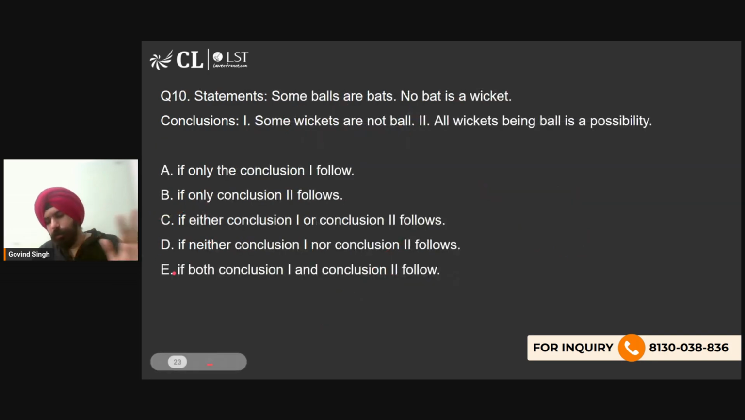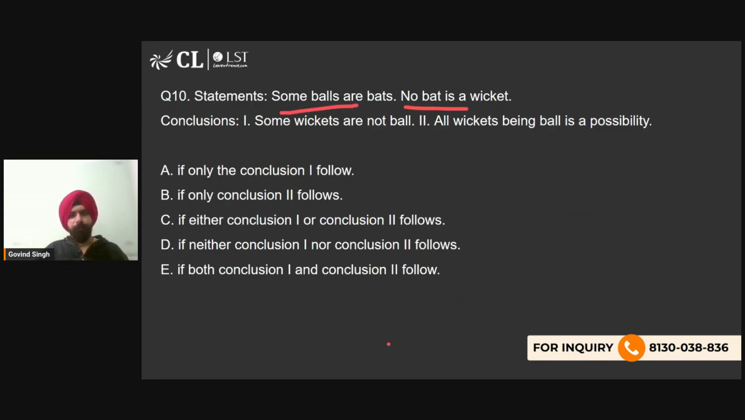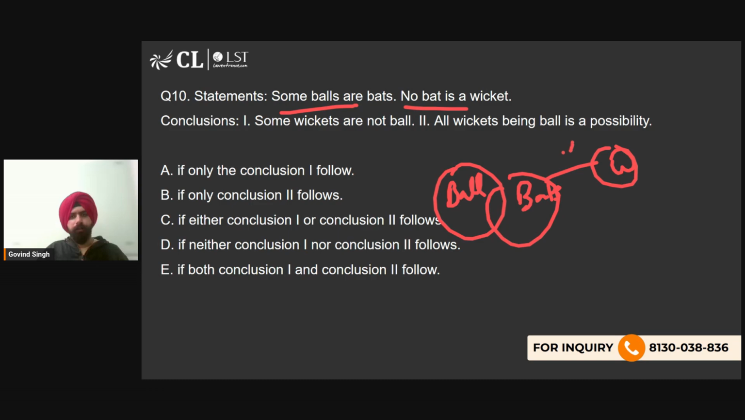Okay, last question. 10th question, last question for the day. Some balls are bats, no bat is a wicket. Okay, so we draw balls. Some balls are bats, and no bat is a wicket. Some wickets are not balls.